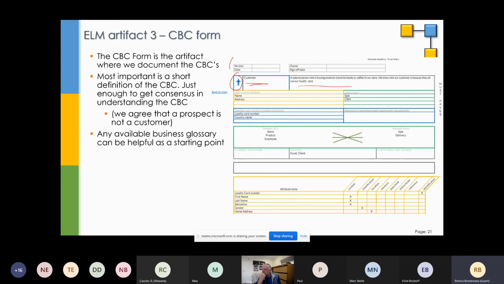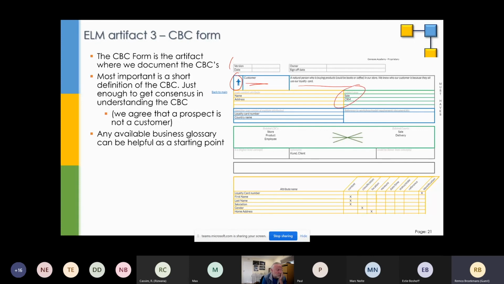And it says here a natural person who's buying products, could be books or coffee in our store. We know who our customer is because they all use our loyalty card. So it's a very small definition. It's a customer, a natural person, so it cannot be a company. And we know who it is. We have an identifier because it's a loyalty card. If someone comes in and buys something without a loyalty card, it's not a customer because it's not referring to the same definition. Easy enough.